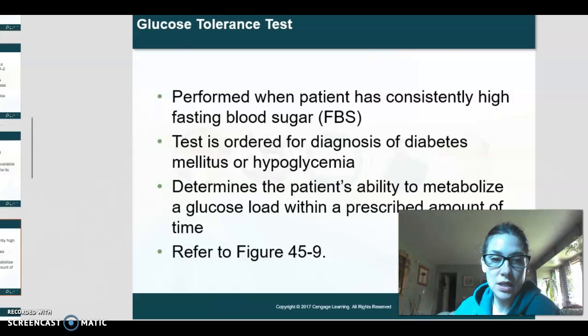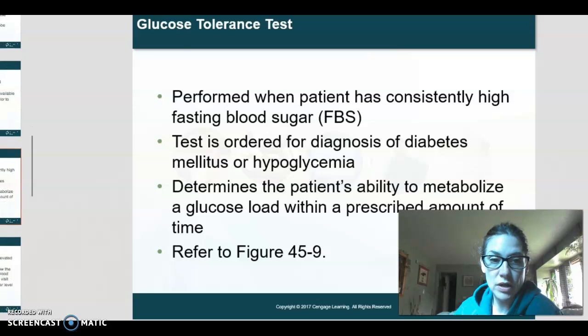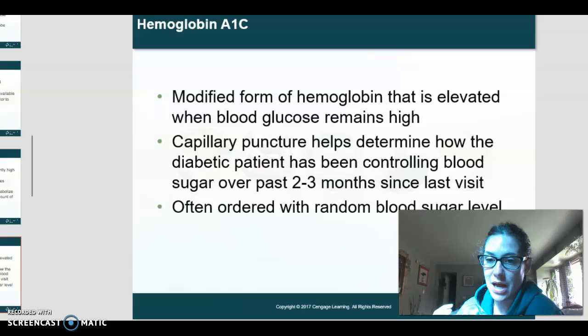So it's not fun. The drink is gross, but there's a whole procedure to that, and that is to determine if you have a glucose intolerance and your body's not metabolizing it correctly.